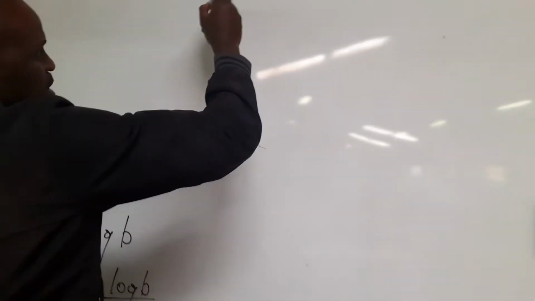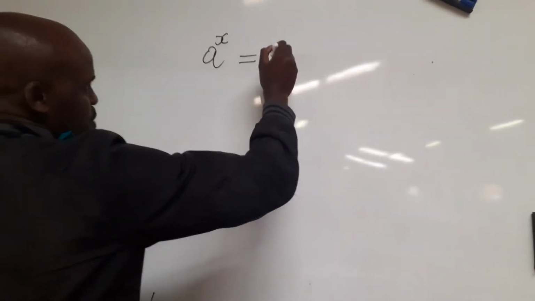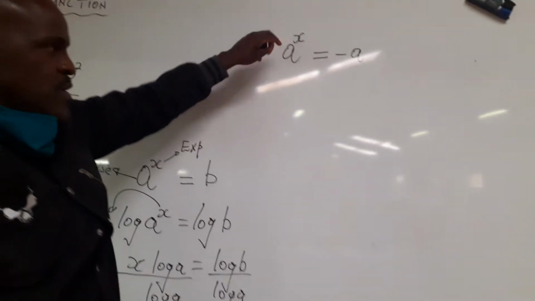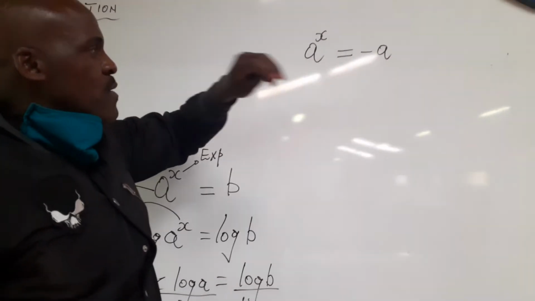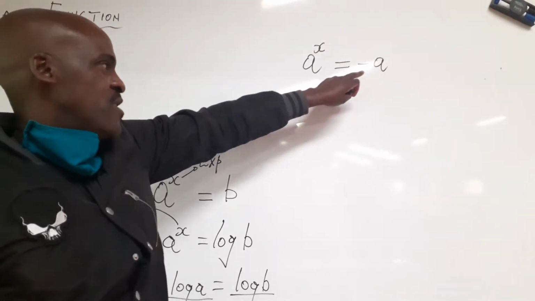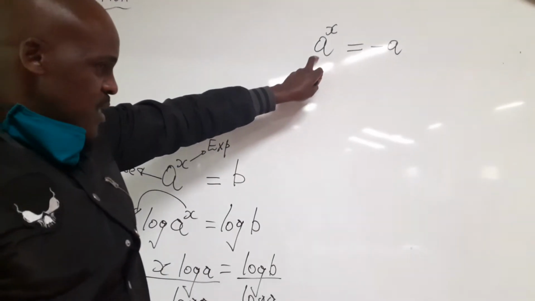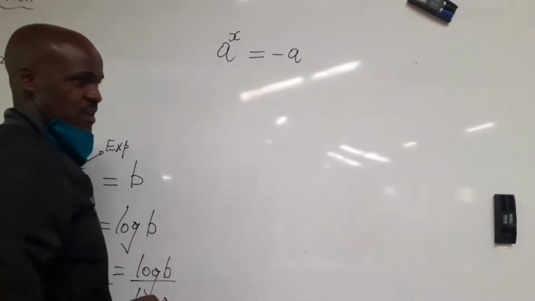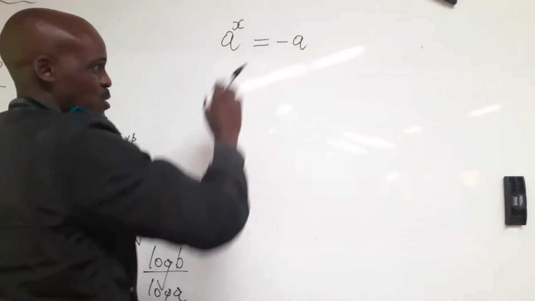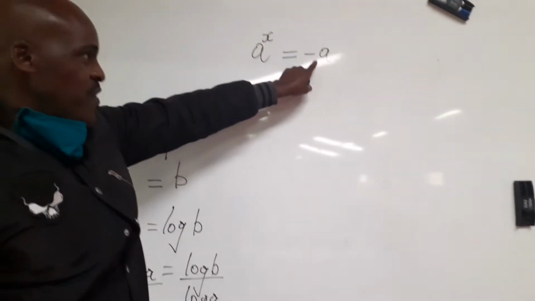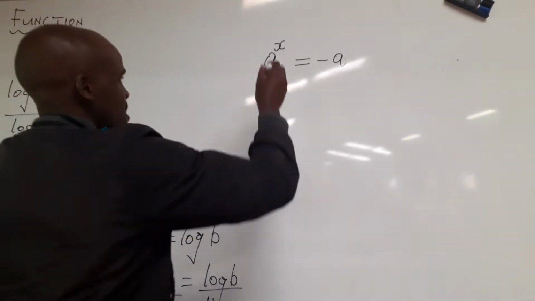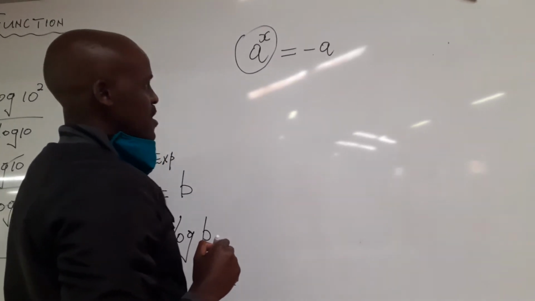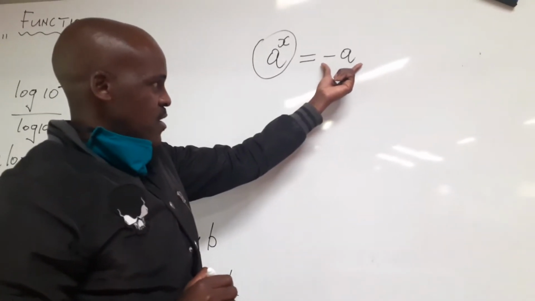a exponent x is equal to negative a. You have to solve for x here. There is no way to change negative a to be the same as positive a. Negative a is not equal to positive a. Therefore, here you can't solve that if that is negative. In other words, to solve that exponential equation, you need to have the positive value there.